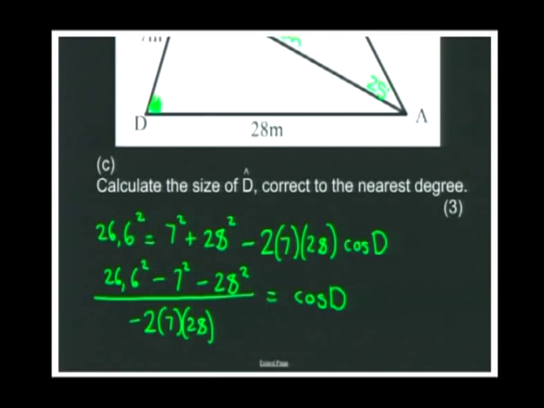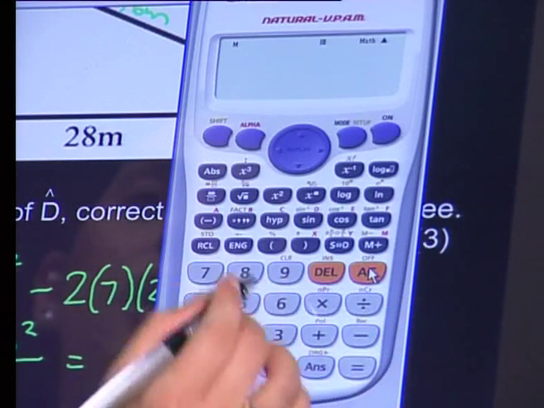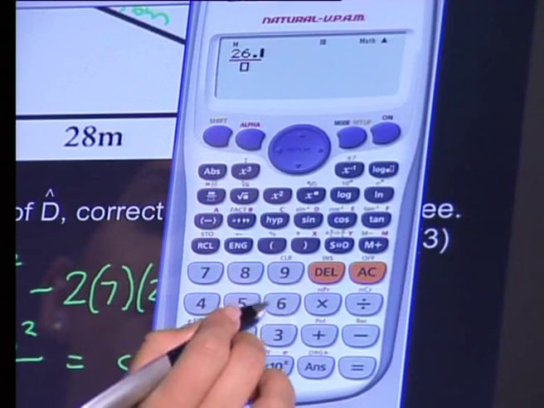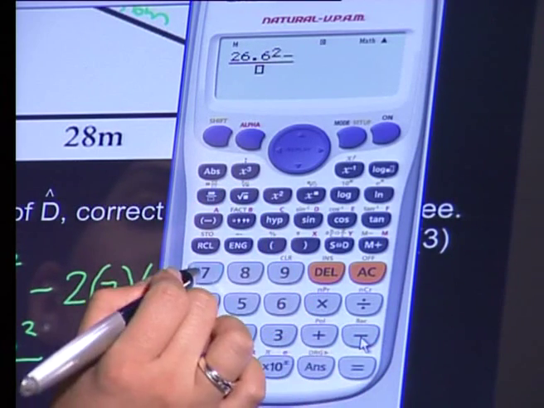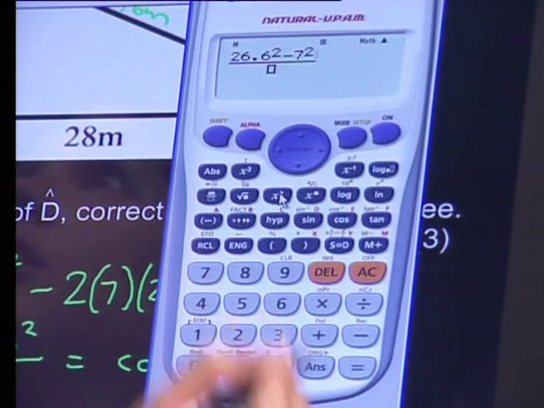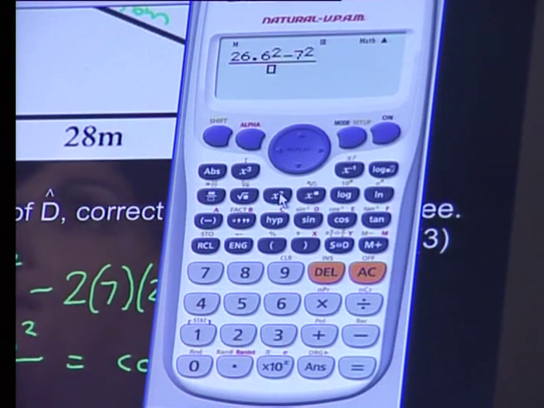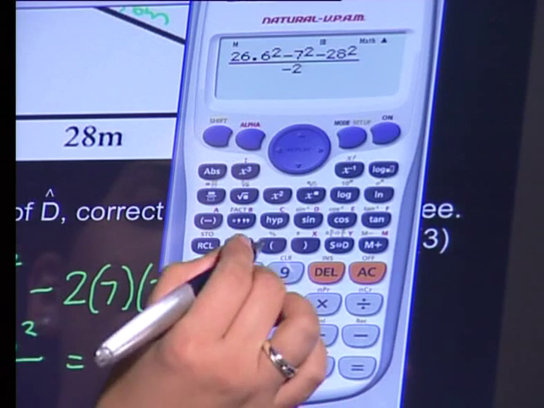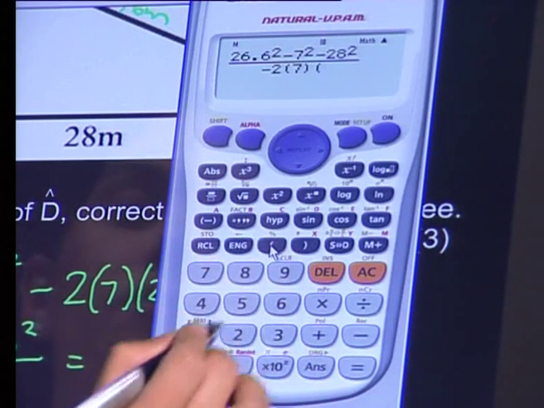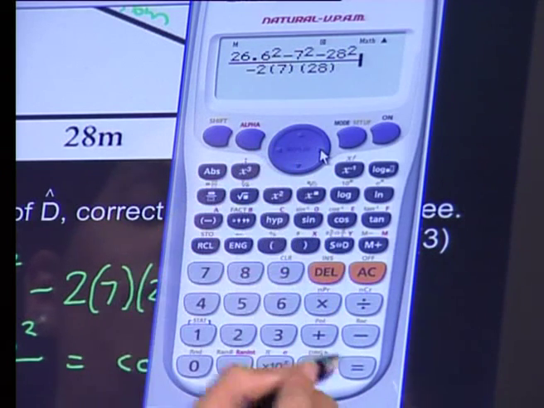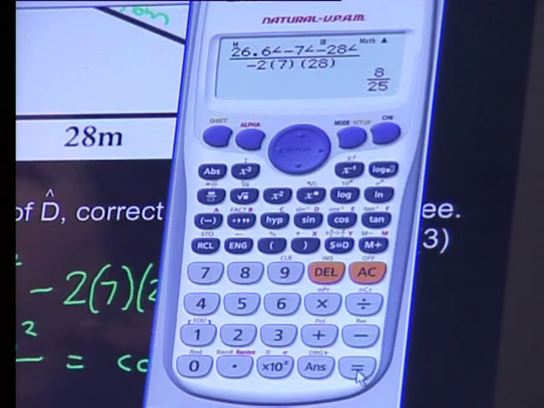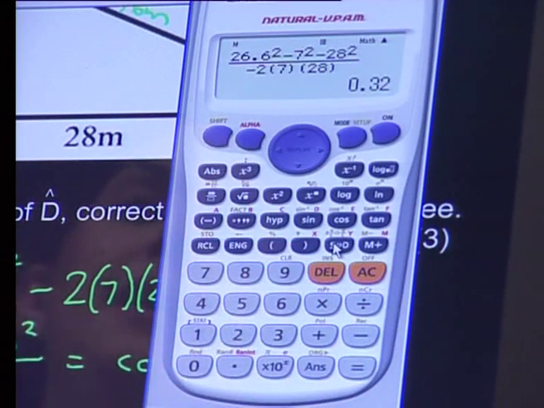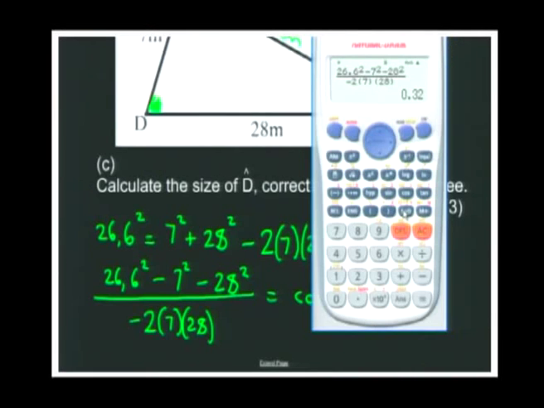We put these values now into our calculator to get our answer, and we have 26.6 squared. And I hope you're not just sitting there watching me do this. I hope you've got your calculator out as well, and that you're following with me and doing this as well. Do the questions, don't just listen. Minus 28 squared. And we get an answer of 8 over 25, which we can put into a decimal, makes it easier to work with, and it's 0.32.